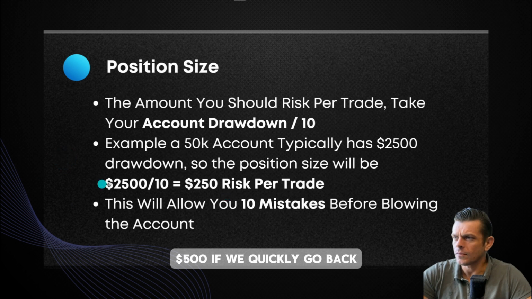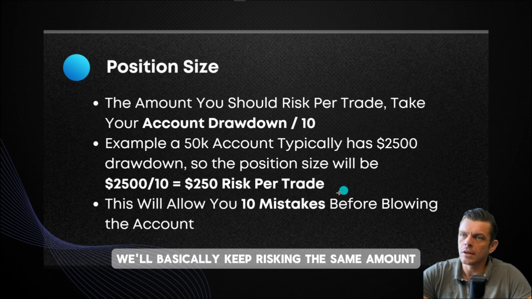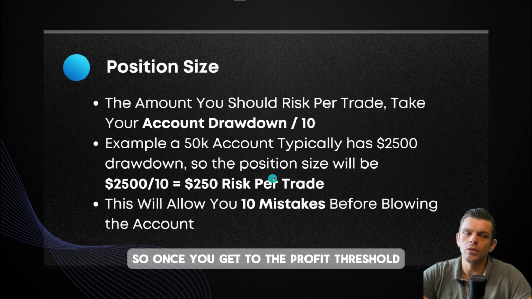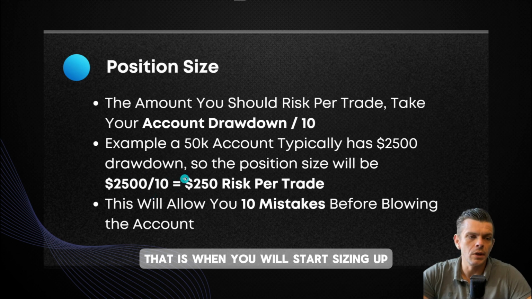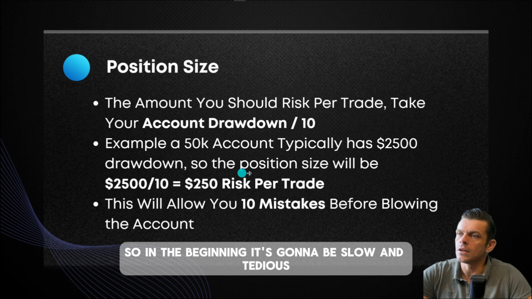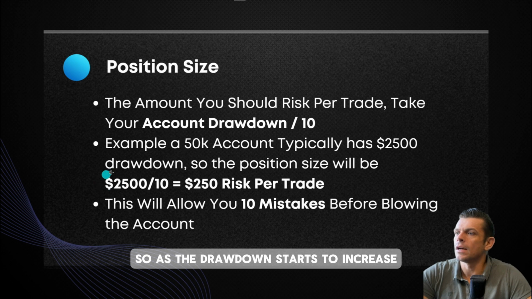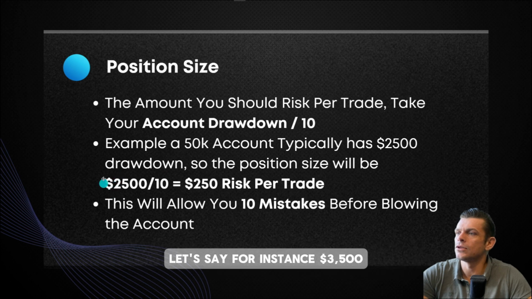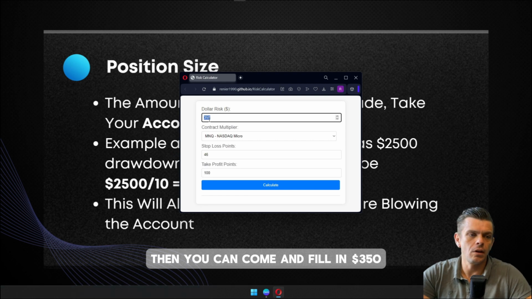If we quickly go back, so if we look at this 2,500 divided by 10, you will basically keep risking the same amount until your drawdown starts not trailing anymore. So once you get to the profit threshold in your prop firm account and your drawdown starts to grow, that is when you will start sizing up. In the beginning, it's going to be slow and tedious, but that is how you prevent your account from blowing. So as you make profits and the drawdown starts to increase to, let's say, for instance, $3,500, then you can pull in $350 because that is 3,500 divided by 10, right?